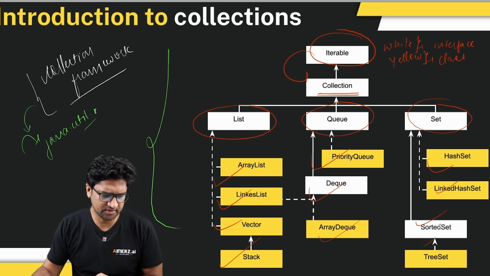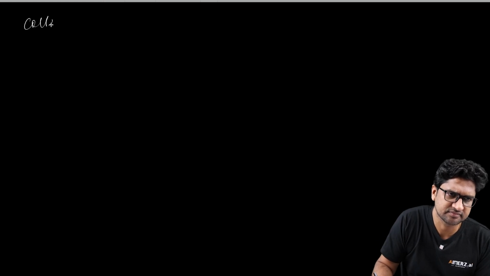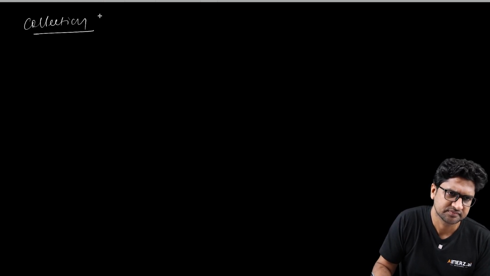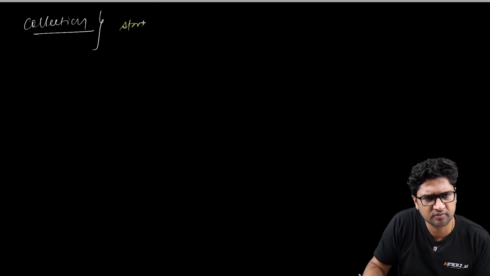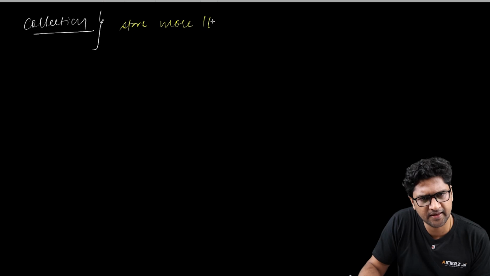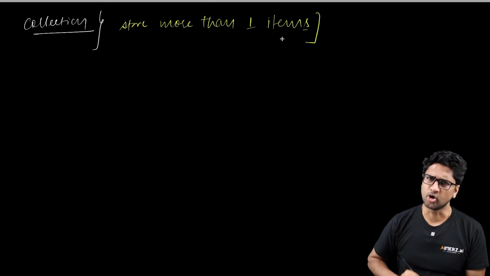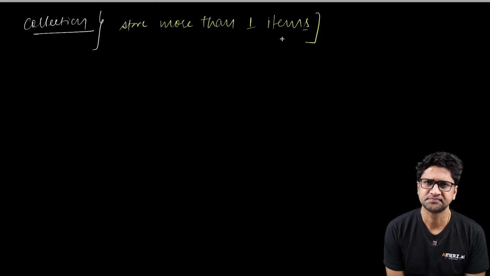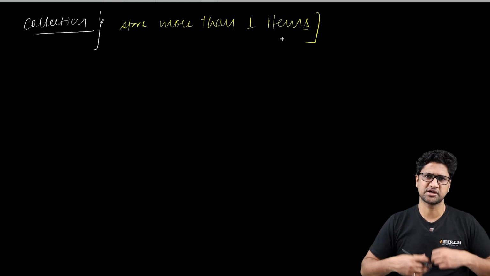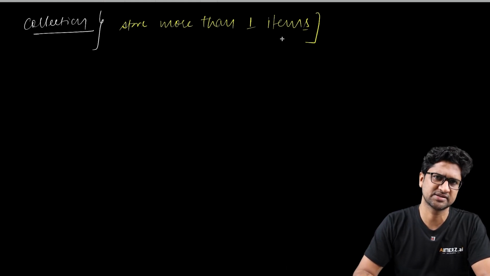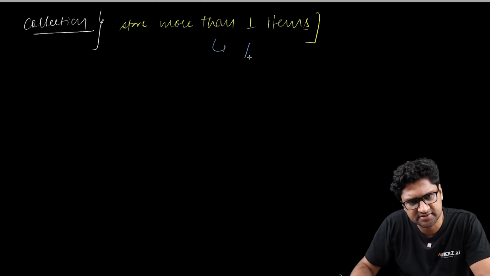But before we move further, let's first talk about what a collection itself is. What is the meaning of collection? Collection basically means that you are able to store more than one item. With all the things that we have already learned so far, can you tell me which data type we have talked about in Java which can store more than one item in itself? Yes, you're right. We have talked about a data type called arrays.